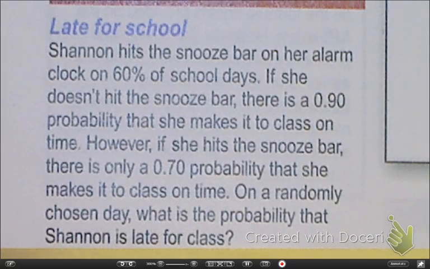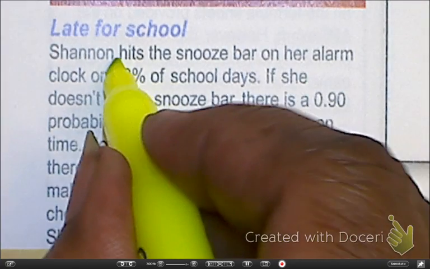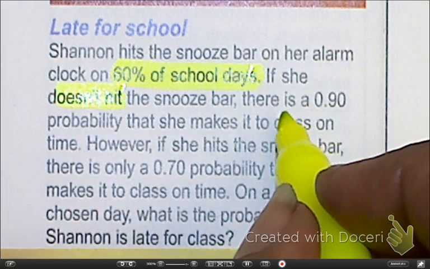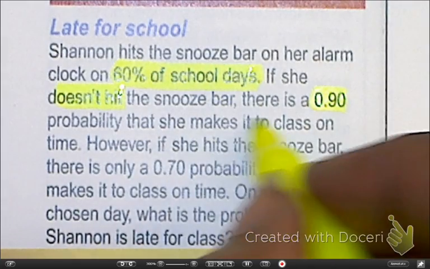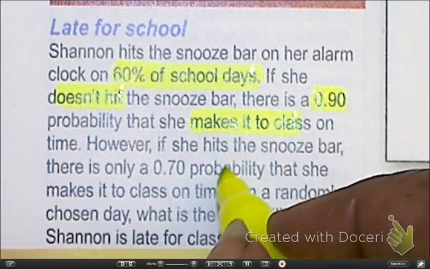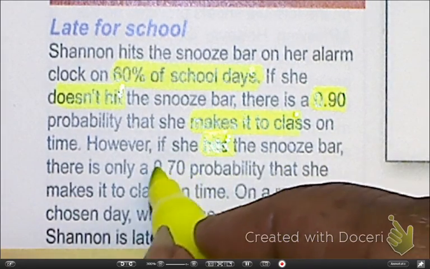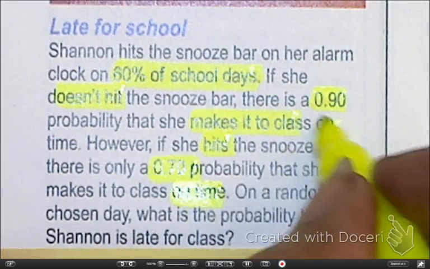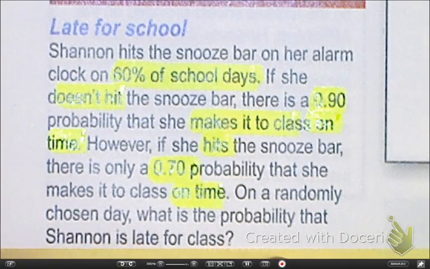Okay, now let's look at this. Shannon hits her snooze alarm 60% of school days. If she doesn't hit it, she gets to class 90% of the time, makes it to class. However, when she hits it, she only makes it to class 70% of the time. On a random day, what is the probability that Shannon is late for school?